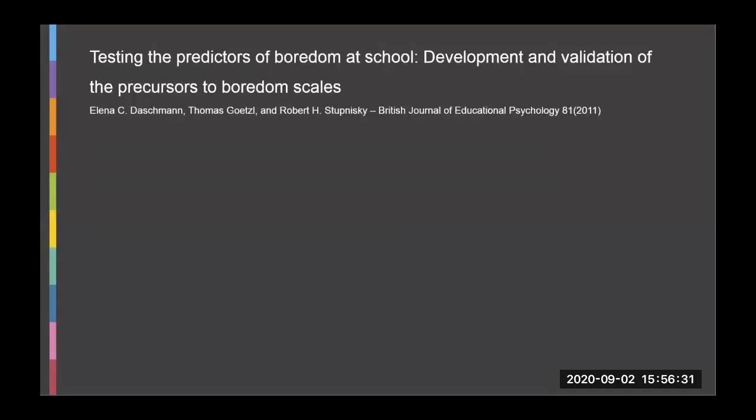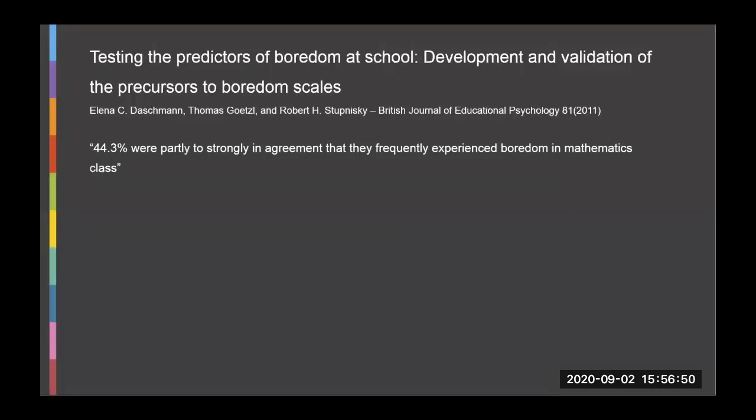So this study was conducted in a British environment, and the participants numbered around 1,380 students, ranging from grades 5 to 10, specifically within the mathematics subject. Some of the stats that came out of this were, as you can see on your screen, 44.3% of students were partly to strongly in agreement that they frequently experience boredom in their mathematics class. So this is almost half of the class.